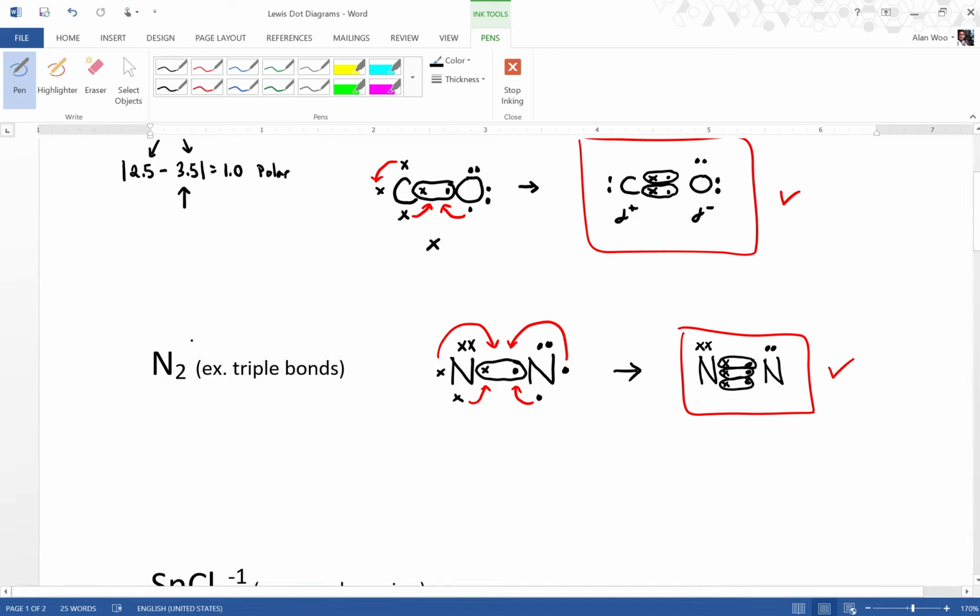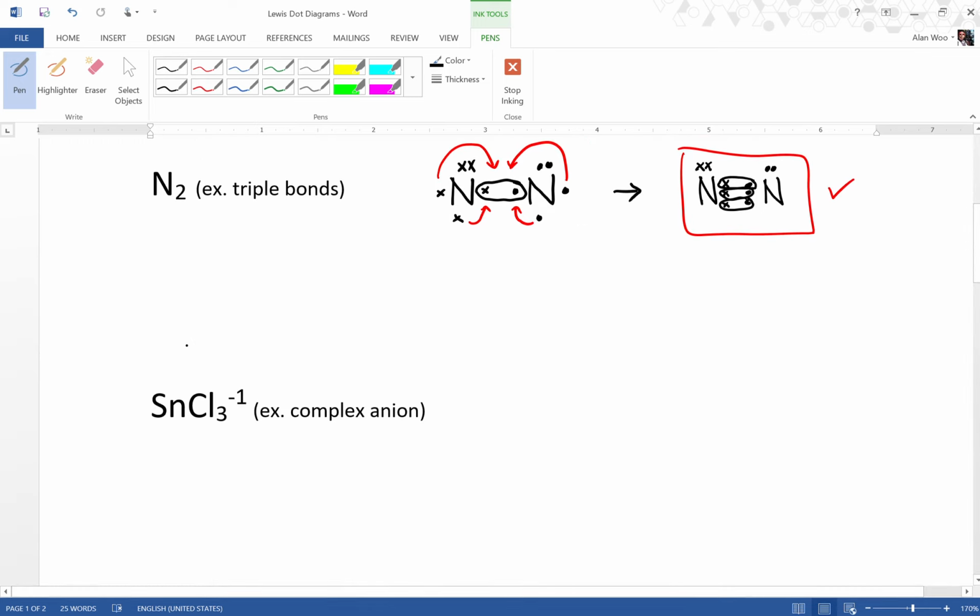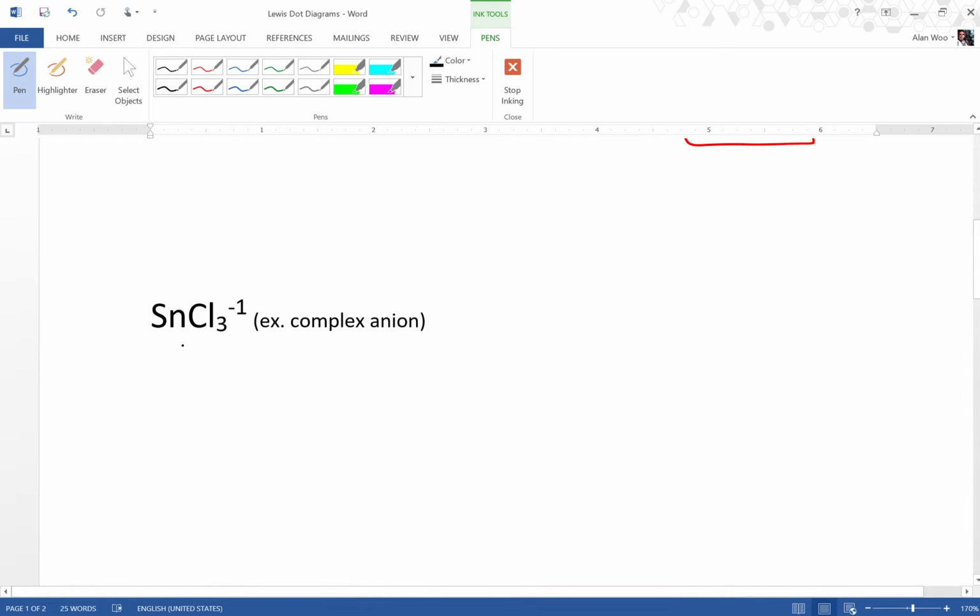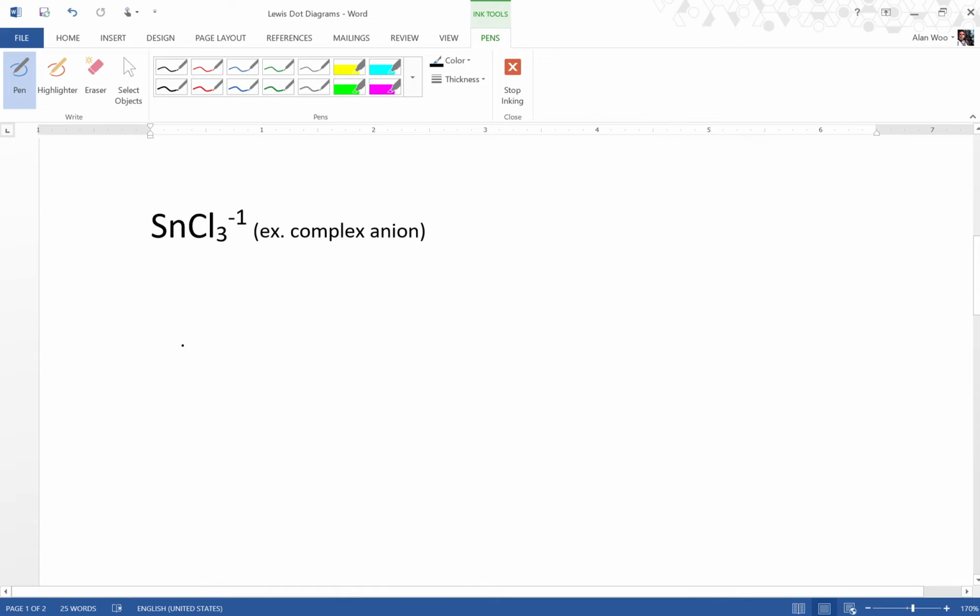Now, there's a couple of others. We also have complex anions. Whenever you see a complex anion, we need brackets. Everything has to be worked in a bracket, so that's what you're going to put at the end. We also need to pay attention to the charge.